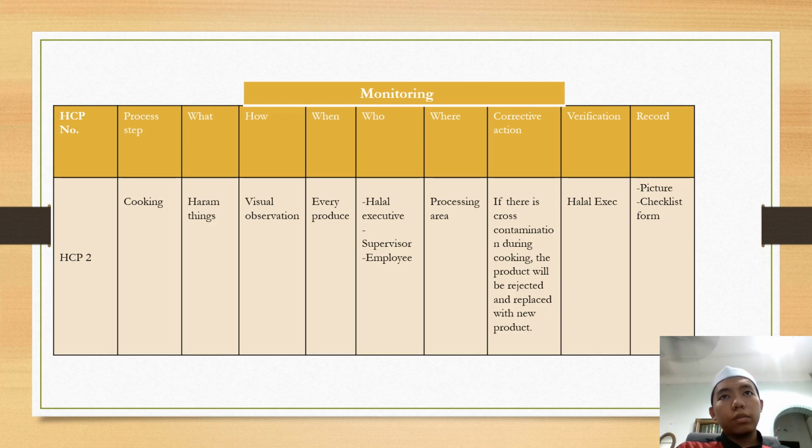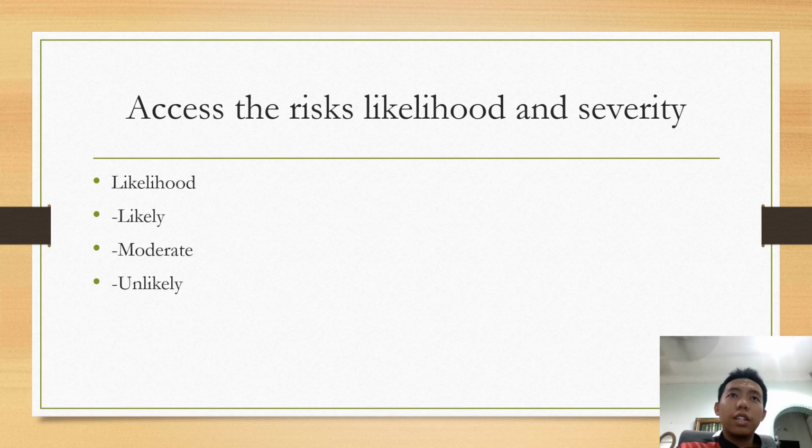The halal executive needs to monitor the cooking process for every production. After the halal executive identifies that the HCP at the cooking process area really happens, he needs to do the corrective action, such as if there is cross contamination during cooking, the product will be rejected and replaced with a new product. So we go to assess the risk, likelihood and severity.